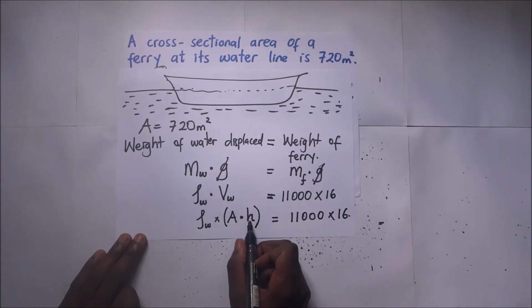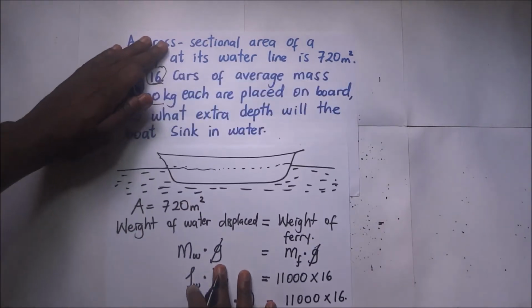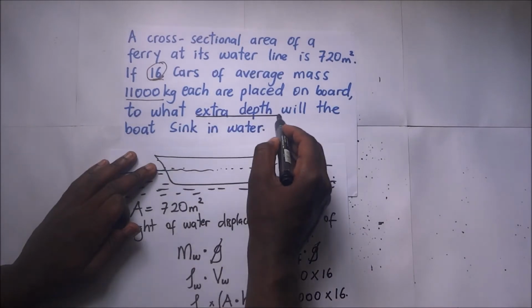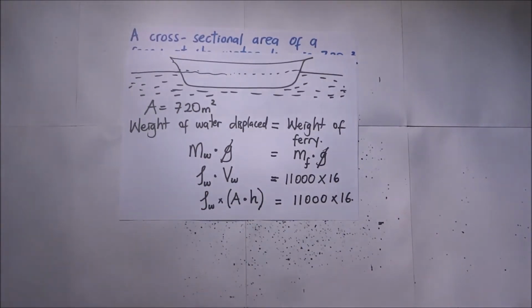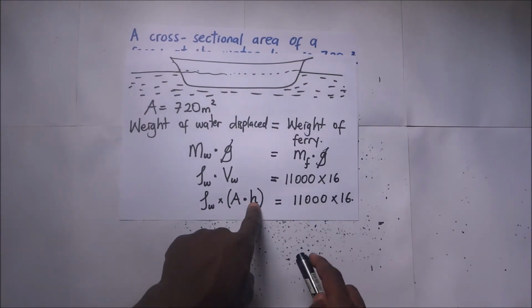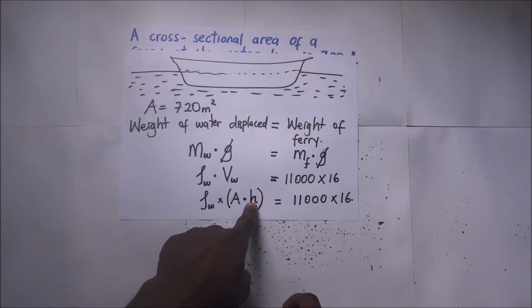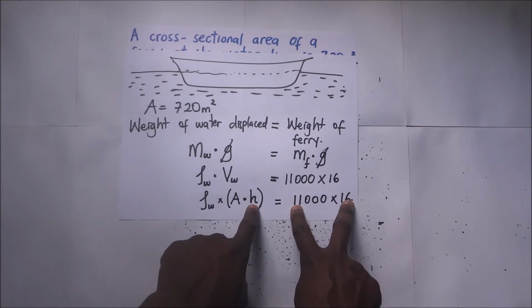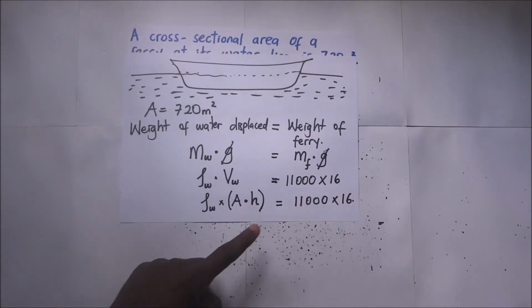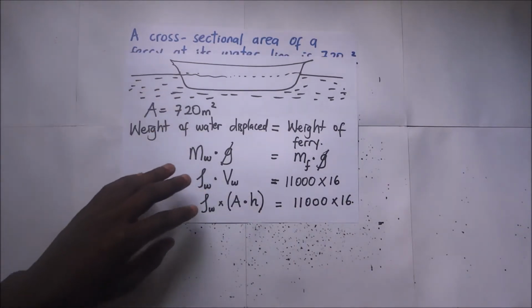We're interested in this height because the question is asking what extra depth the boat will sink in water. The boat is already in water, but there's an extra depth it's going to sink, and that extra depth, which we are calling H, is a result of these 16 cars that they've added. So we make H the subject of the formula here and find that extra depth.